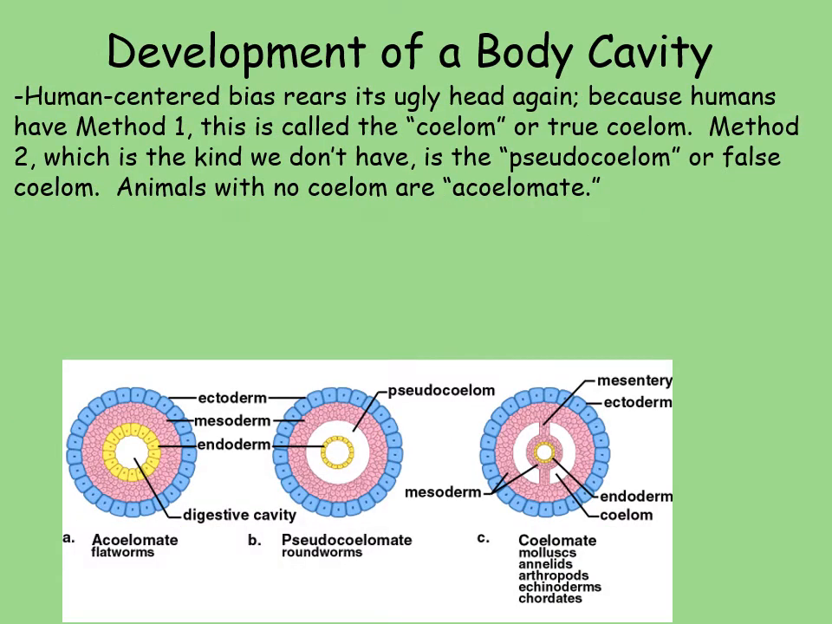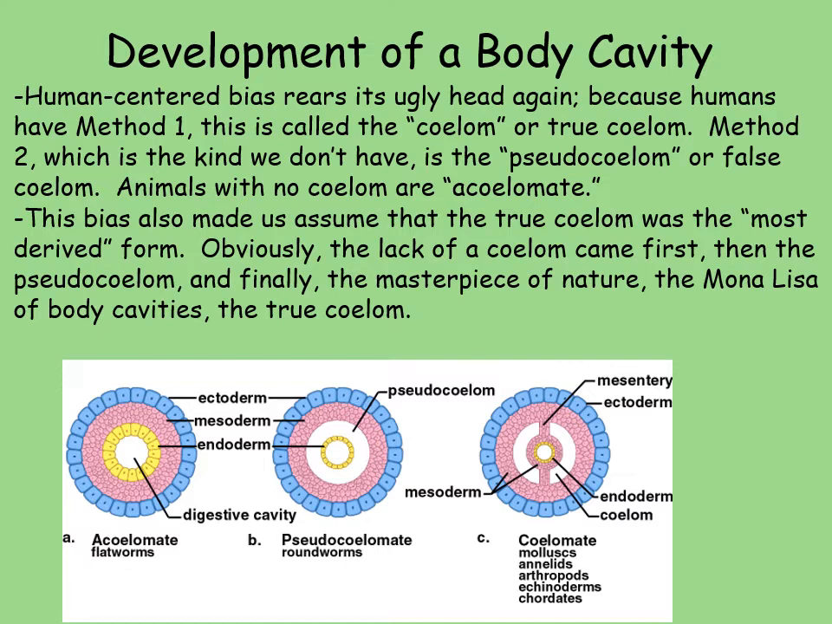So now I want to bring up a point of how our bias as humans can affect the way that we see biology and evolution. We have method one, which we have traditionally referred to as a coelom or true coelom. Method two, which is the kind that we don't have, we have referred to as a pseudocoelom or false coelom. And animals that do not have a coelom, do not have a body cavity, are acoelomate.